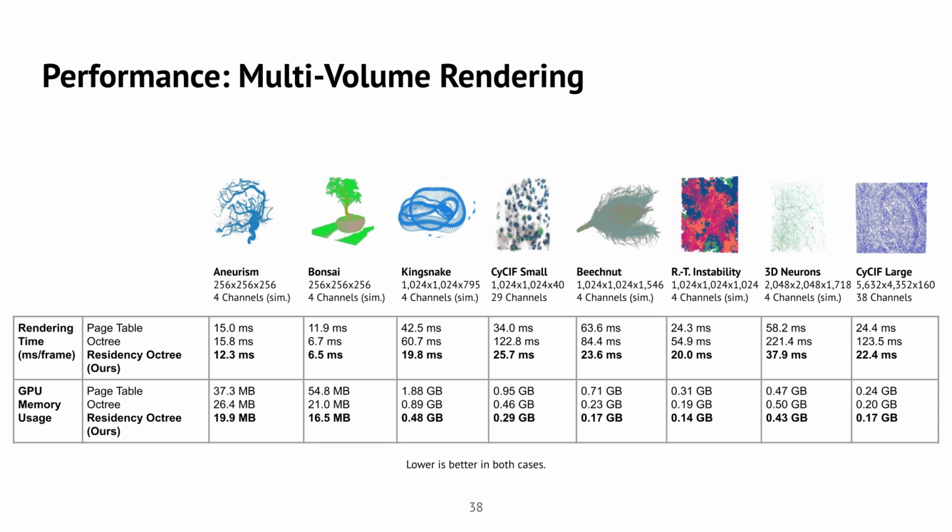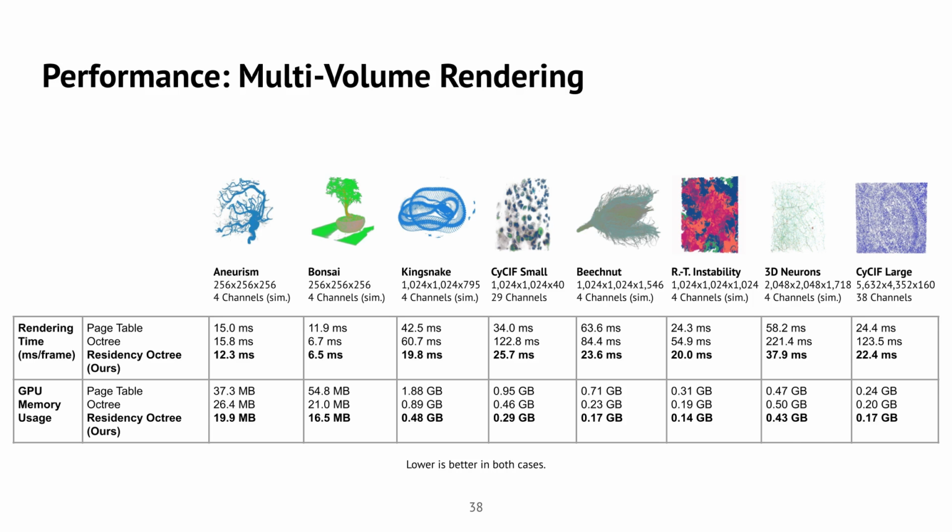We compare the Residency Octree with a standard octree approach as well as with a page table approach extended to multiple channels. For each method, we evaluate the rendering performance and GPU memory usage for 2 biomedical datasets which come with large numbers of channels, and 6 open VIS datasets where we simulate multiple channels by duplicating the volume and rendering each duplicate with a different transfer function. In all of our benchmarks, the Residency Octree outperforms the other approaches both in rendering performance and memory usage.